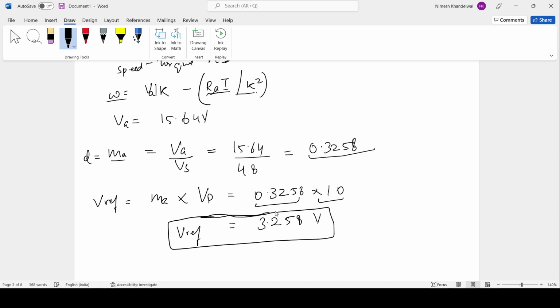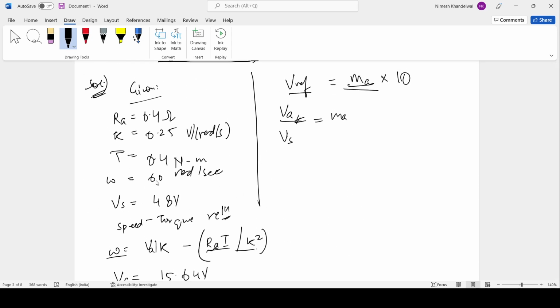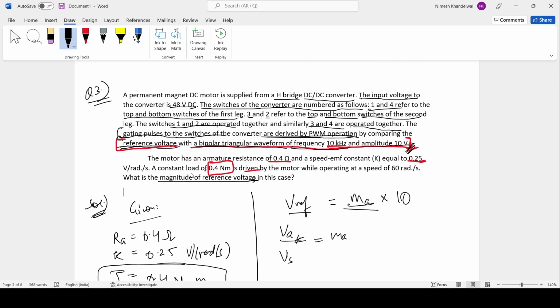in my microcontroller to get a modulation index that gives me an armature voltage of 15.64, like give me an armature voltage that rotates this motor at the given power. Okay, like this is how we go in the inverse direction for this problem. So I guess this is enough for this week's lecture. Okay, like this is all you guys.